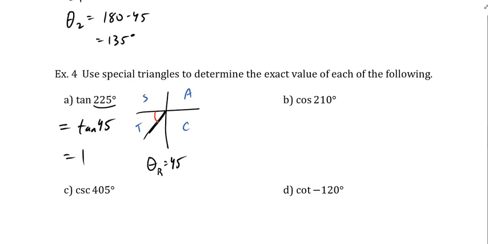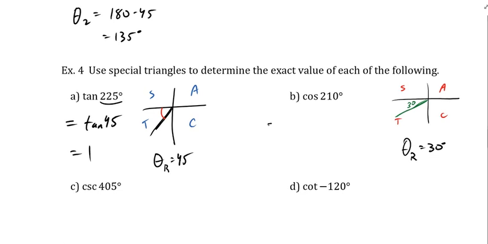Let's try another one. So again, what do we start with? 210 is still in the same quadrant. But this time I'm adding 30. 180 plus 30 gives me 210. So theta related is 30. I'm just writing that off to the side to remind myself. And what do I know about cosine in quadrant 3? It's negative, so this equals negative cosine of 30.